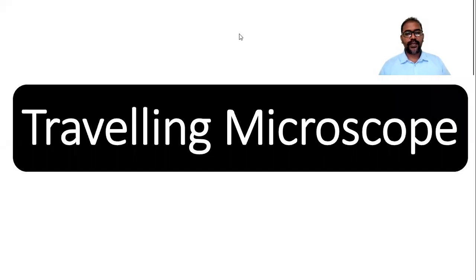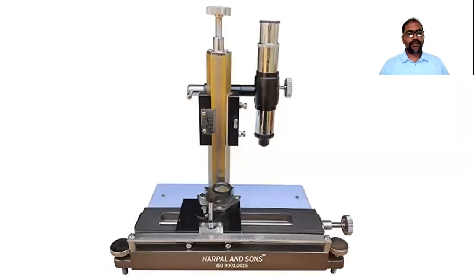Hello student. In this session, we have to learn the use of a traveling microscope. Now let's see a traveling microscope picture. So this is a traveling microscope picture. So this is a microscope tube. Then this one is a screw which is used for fine adjustment, vertical adjustment. This is for fine horizontal adjustment.